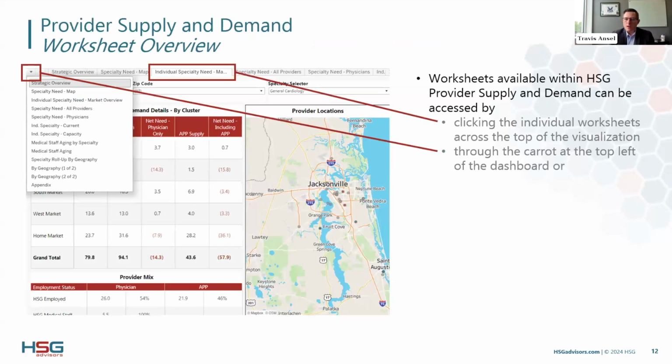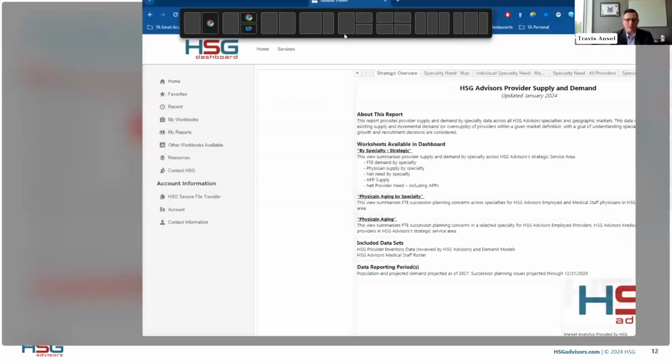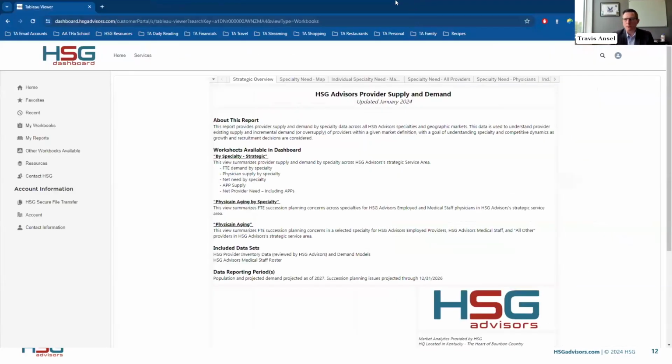Okay. So when we log into the HSG dashboard, everything we're going to talk about through the rest of this presentation is really about the individual worksheets. And so when you log in, here I'll pull up a live dashboard. Oh, I'm not sharing that, am I? Kelsey, am I sharing the dashboard or PowerPoint still? You are now sharing the dashboard.